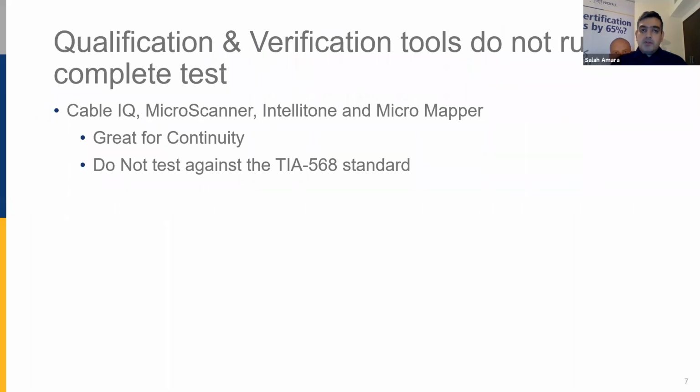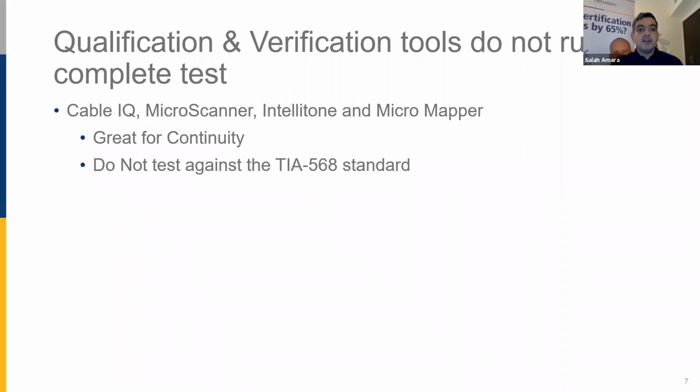It's very important to remember and to recognize that at Fluke Networks, we have different categories of our products. We have certification tools, where all our presentation today is talking about certification because we need to read the certification report. In the meantime, we have qualification and verification tools. But usually these verification and qualification tools are great for continuity measurement. They are not testing against the standard.